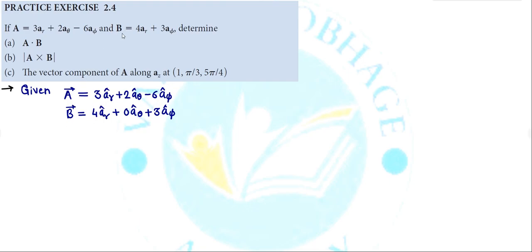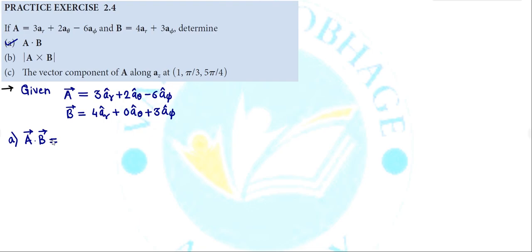The next is vector B, which is 4AR plus 3A phi. For your convenience, if you observe that one, we can find that there is no theta component over there, so I have written it as the A theta component with zero magnitude. Firstly, we are going to find part A of your given numerical, which is the dot product between the given vector A and vector B.